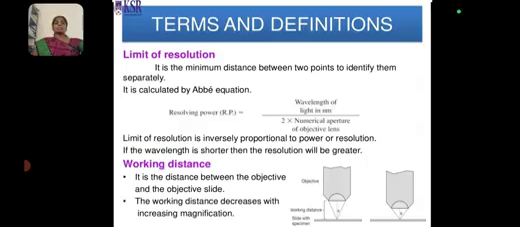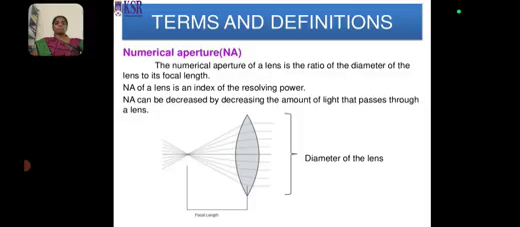Working distance. It is the distance between the objective lens and the stage or specimen slide. The working distance decreases with increasing magnification. When you go for higher magnification, the working distance will be low. The next one is numerical aperture. Numerical aperture of a lens is the ratio of the diameter of the lens to its focal length. Numerical aperture of a lens is an index of the resolving power. Numerical aperture can be decreased by decreasing the amount of light that passes through a lens.